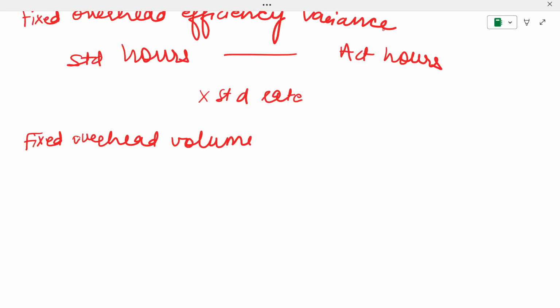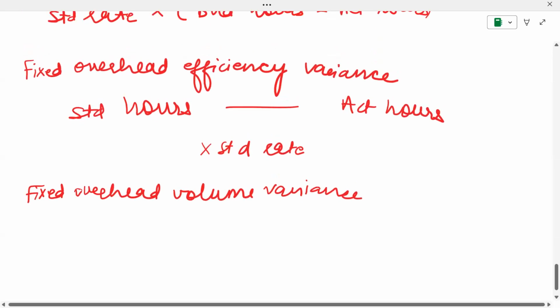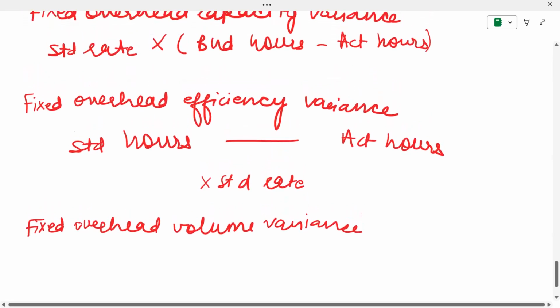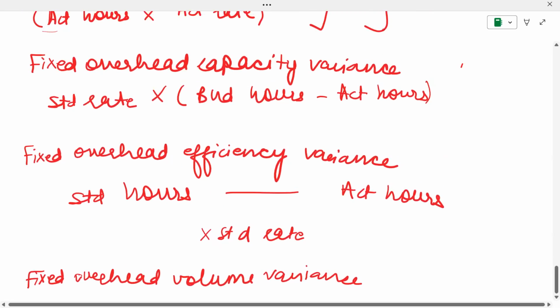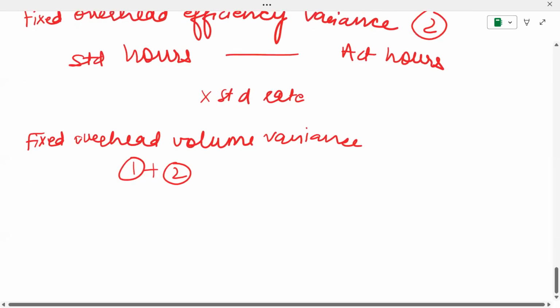Then the last variance which we have from the carrying of MA is your fixed overhead volume variance. So over here, you are doing nothing but totaling up the capacity and the efficiency. So you total this, and then you obtain your volume variance. So I'm just writing 1 plus 2. This is going to give you your volume variance.